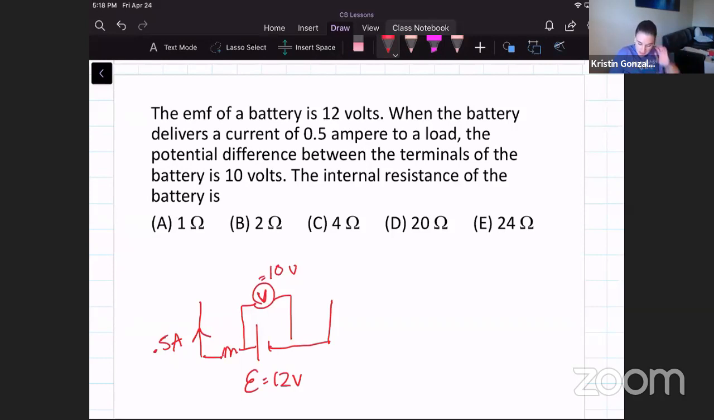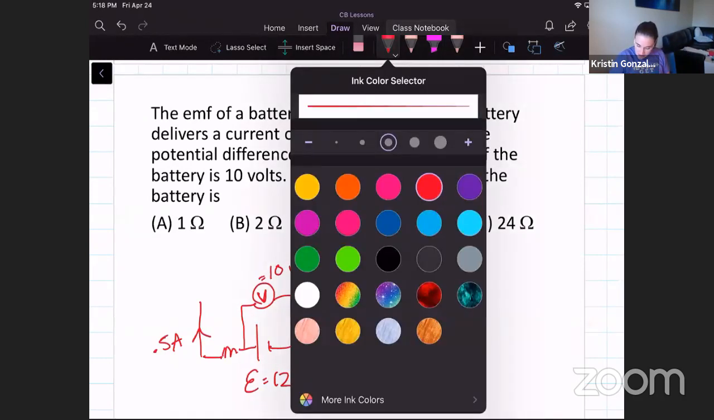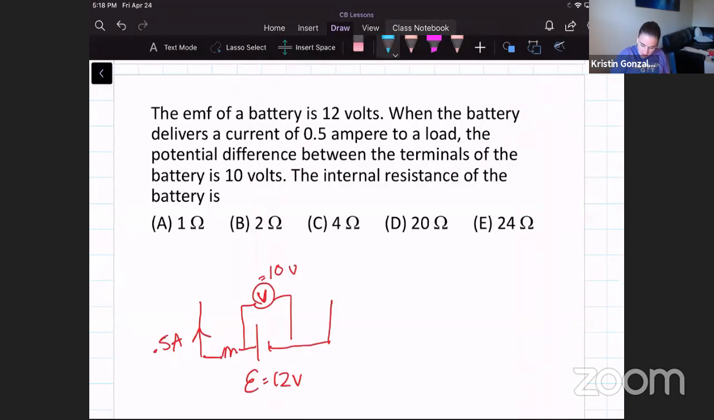Okay, so if we have our battery here, and remember the way we indicate whether it has internal resistance or not is we have this little resistor R, and we've got this dotted line drawn around our battery. So we want to know what is the internal resistance of this battery. So let's look at what we know. We know the current.